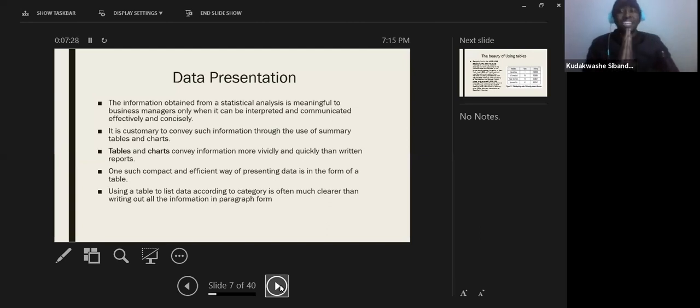So you might have two options of presenting information: as a written format, or you can present information in form of tables and charts, which depends on the type of statistical information that you have at that particular time. The good thing about using tables and charts is the information is conveyed more vividly and quickly than when you just present information in a written format.